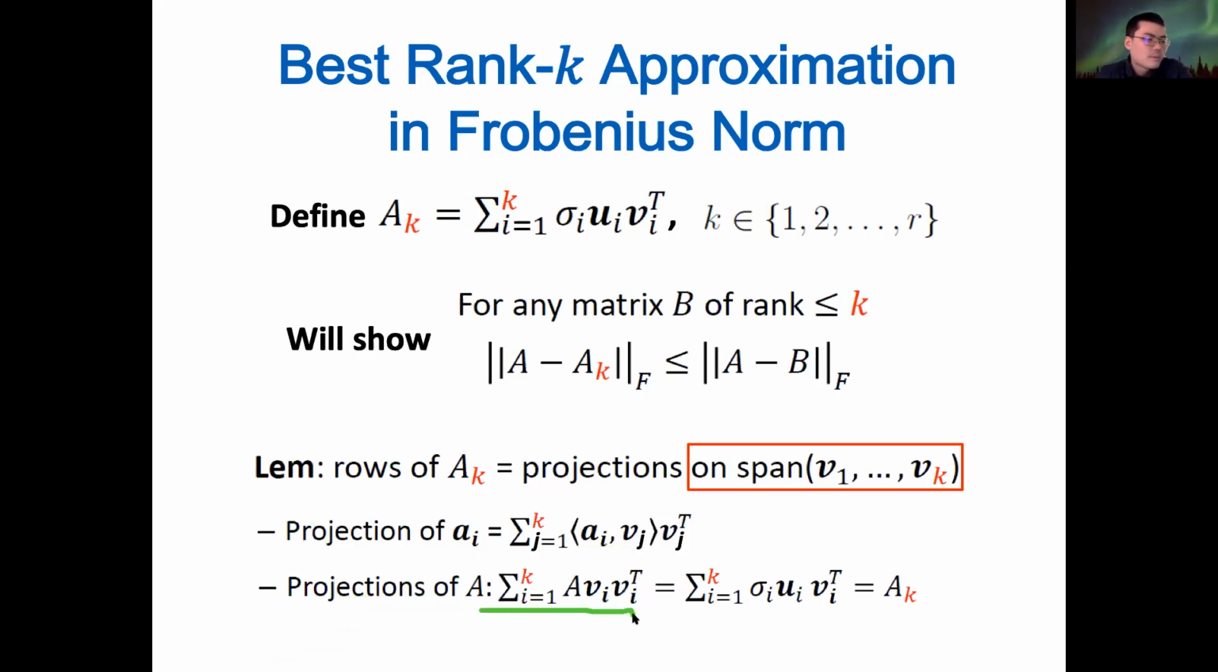Now let's look at what this will be. If you remember, as we repeatedly tell you, A Vi is equal to what? Sigma i times Ui. Any question?